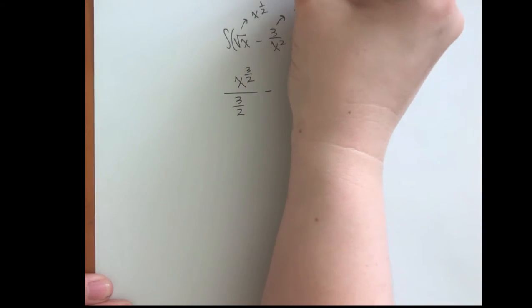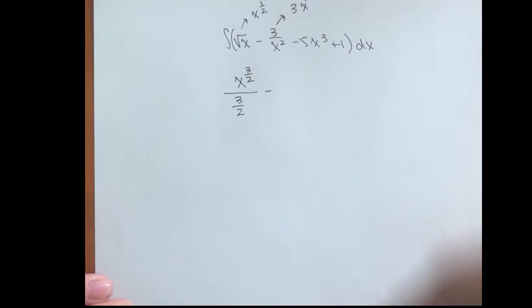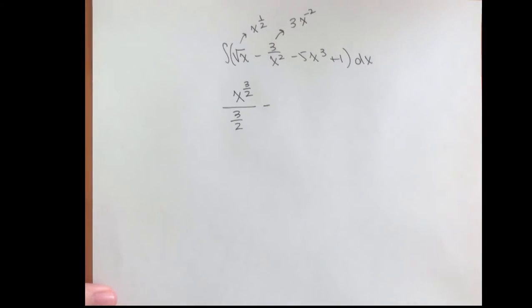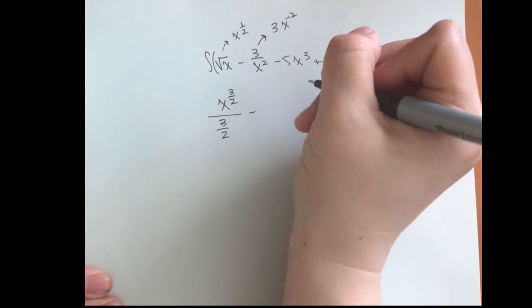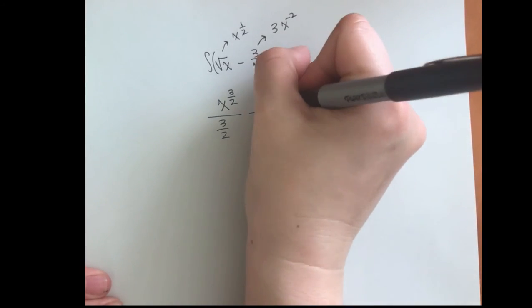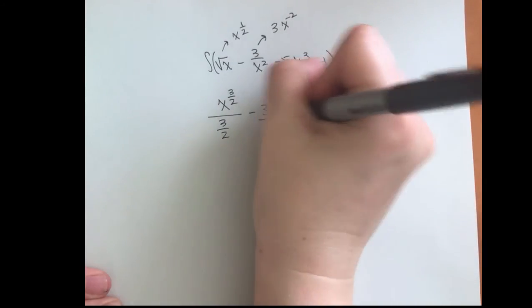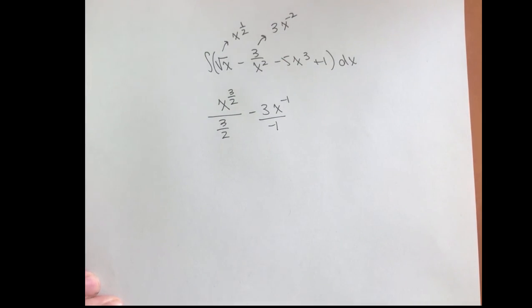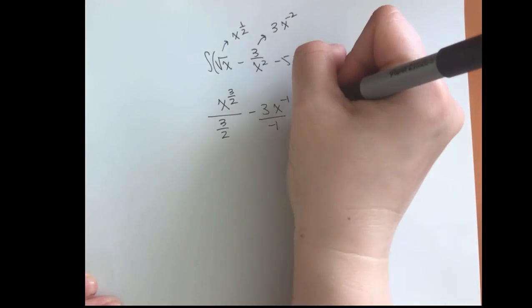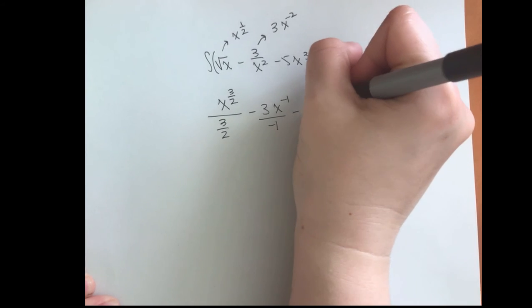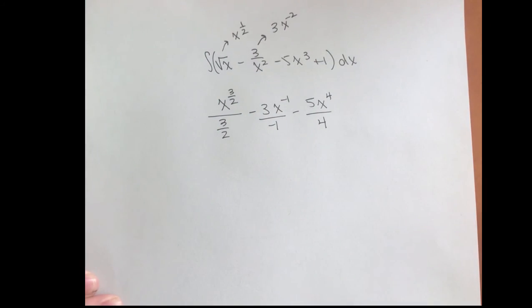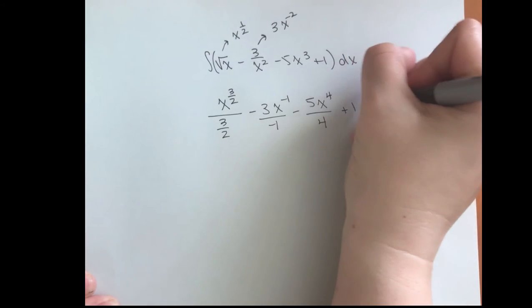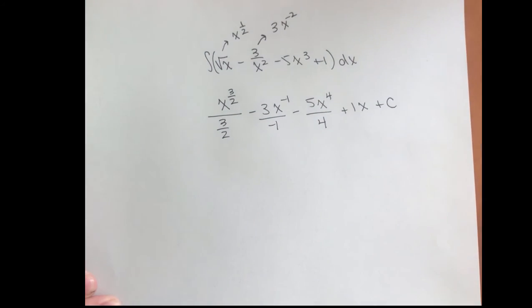Minus, this is, remember, 3x to the negative 2. So this is going to be 3x to the negative 1 divided by negative 1. Negative 5x cubed will be negative 5x to the 4th over 4. Plus 1 will be plus 1x plus c.